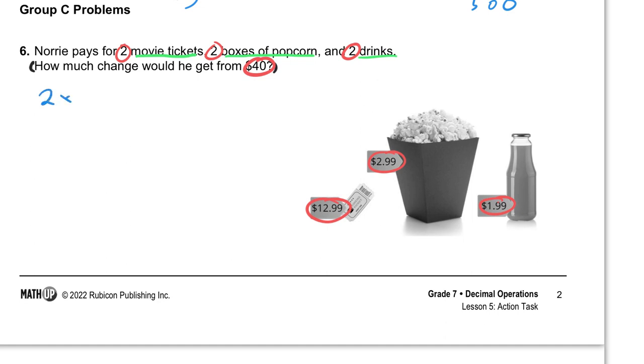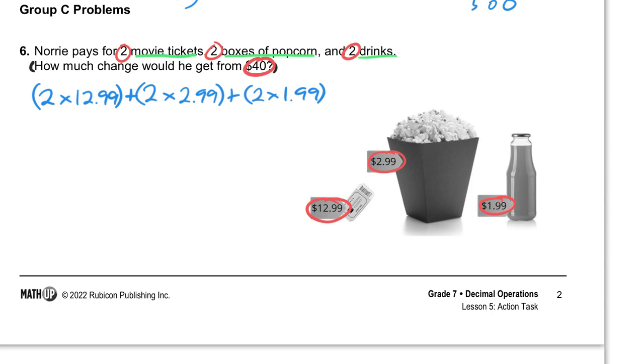2 times $12.99, and I'm going to put brackets around that to show that means my movie tickets. That's the price of my movie tickets. Then I'm going to add to that the 2 boxes of popcorn in brackets, so that's 2 times $2.99. Then I'm going to add to that 2 drinks, so 2 times $1.99. And then all of that should be my total that I would spend.